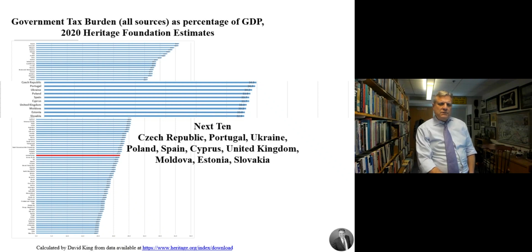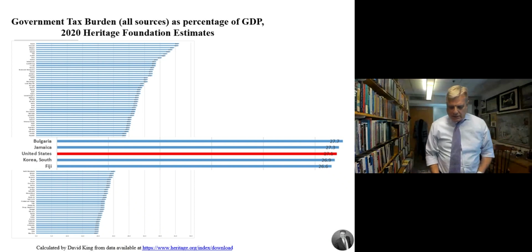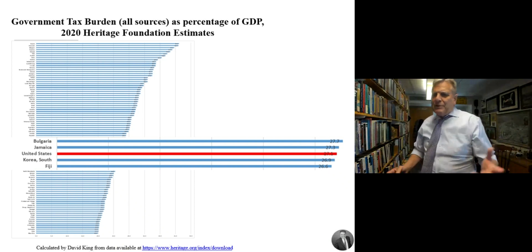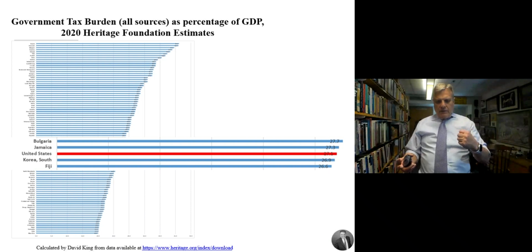You go further down the list, it's a long way down. Moldova's higher than us, Estonia. Where is the United States? What do our relevant competitors look like in terms of the size of government when measured as percentage of gross domestic product paid in taxes? Well, we're there with Bulgaria. Jamaica's a little ahead of us. South Korea a little bit below us. 27% of our gross domestic product in 2020, this was the estimate from the end of 2019 from Heritage, but 27% of the entire economy is captured by government.